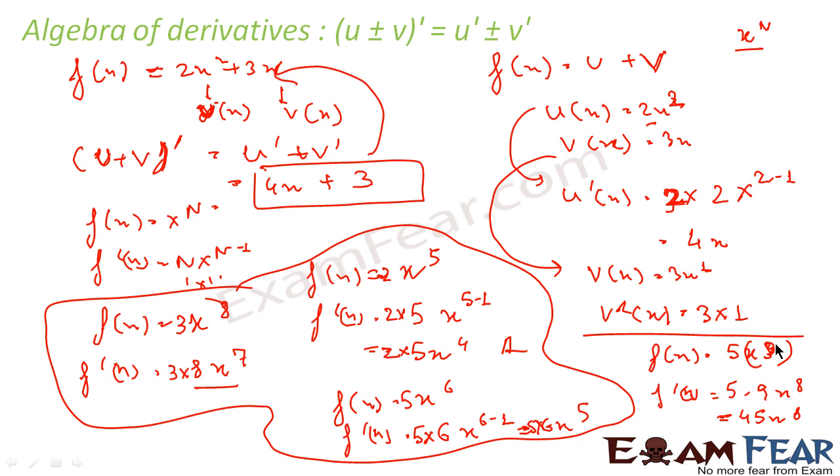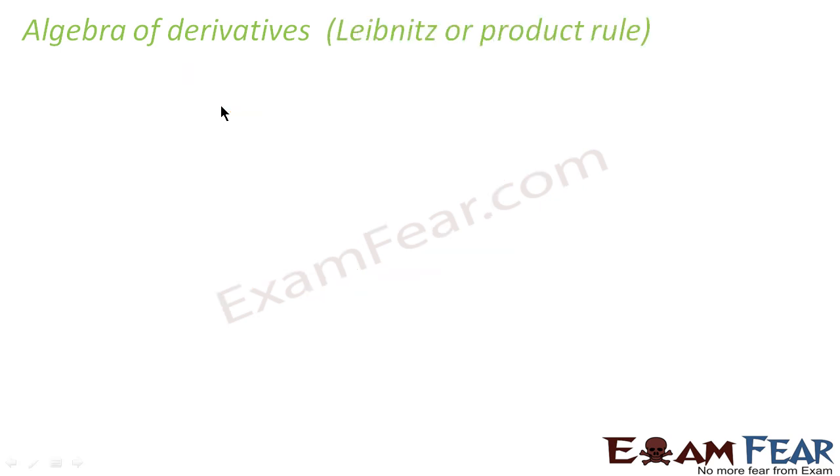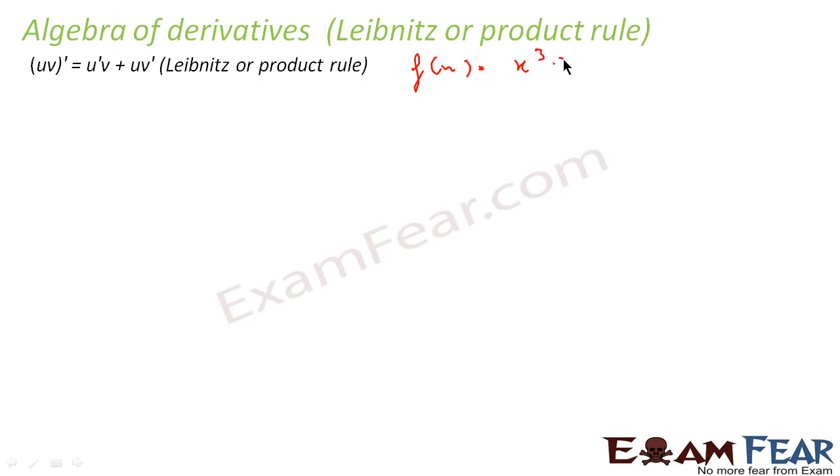Here we have discussed the algebra of derivative. So we discussed (u plus v) dash is equal to u dash plus v dash, this kind of thing. Let's take the algebra of derivative, the product rule. So here we have (u v) dash is nothing but u dash v plus u v dash. So let's say my f x, I write here, f x is, let's suppose, x cube into x square.